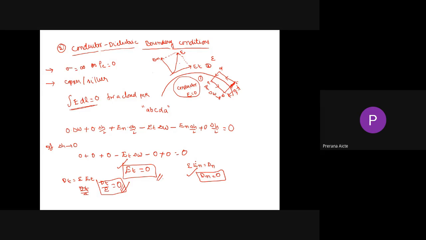del cross E is equal to minus dou B by dou t. In terms of differential forms, the total electromotive force EMF of a closed loop is equal to the surface integral of the negative of the rate of change of flux density over a closed path. That is nothing but integral of E into dL is equal to minus integral of dou B by dou t. This Maxwell equation is called Faraday's law of electromagnetic induction.